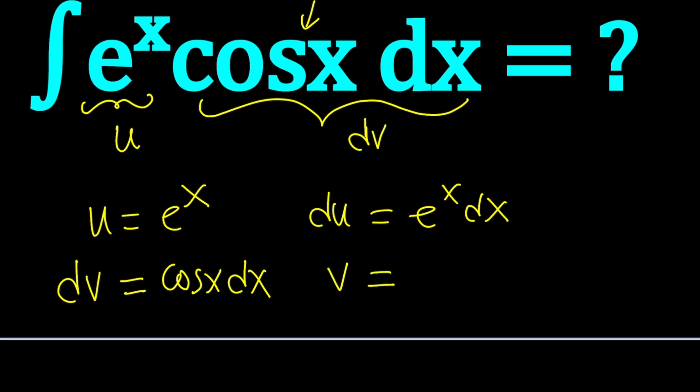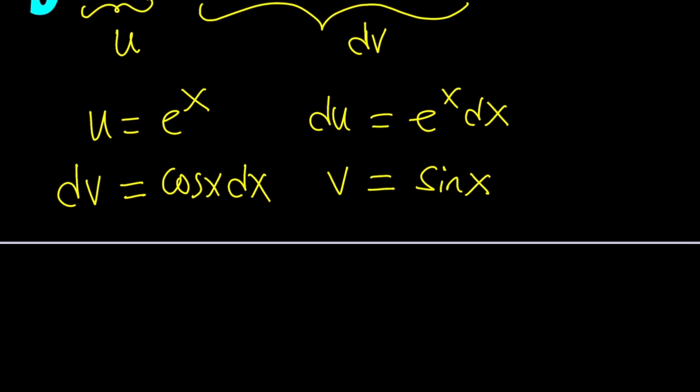So how do you integrate cosine x? You should know that the integral of cosine is sine, because the derivative of sine is cosine. Don't get confused. Sine, cosine: if you integrate, it becomes sine. If you start with cosine and differentiate, you get a negative sine. Be careful about that, okay? Make a chart, make a table, and hopefully you'll get it right.